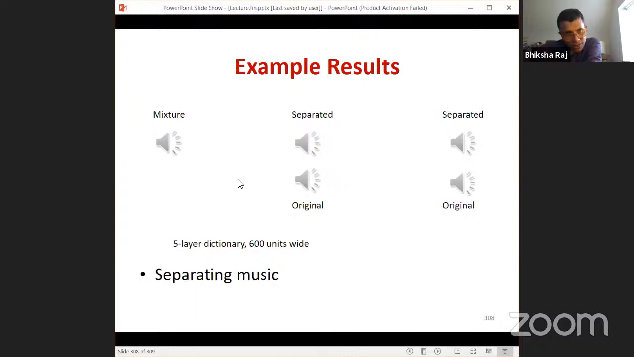This is the original. And this is the second one. Here's the original.